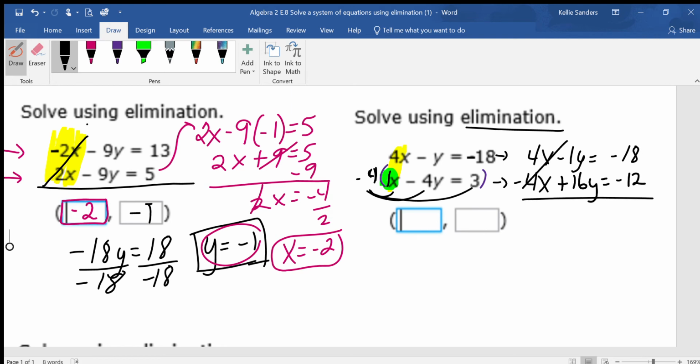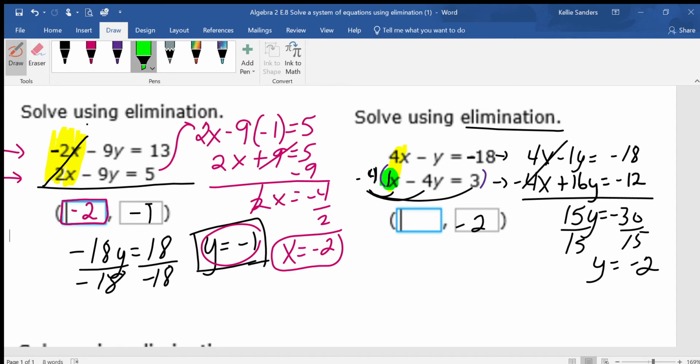The x's cancel out. What's 16 minus 1? 15. Negative 18 and a negative 12. Negative 30. Y equals negative 2. So we put negative 2 into that. Good. Then we put negative 2 into either of the y's. Again, it doesn't matter. Let's mess with the top equation first, or this time.